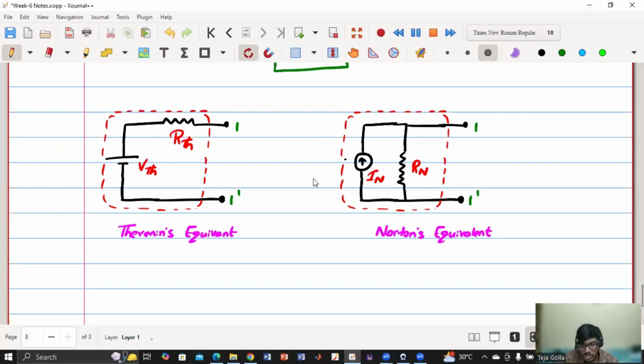Right. So first of all, both are the same, right? We are using two different theorems to get two different equivalent circuits of a given circuit, and we have seen that R Thevenin is the same as R Norton.